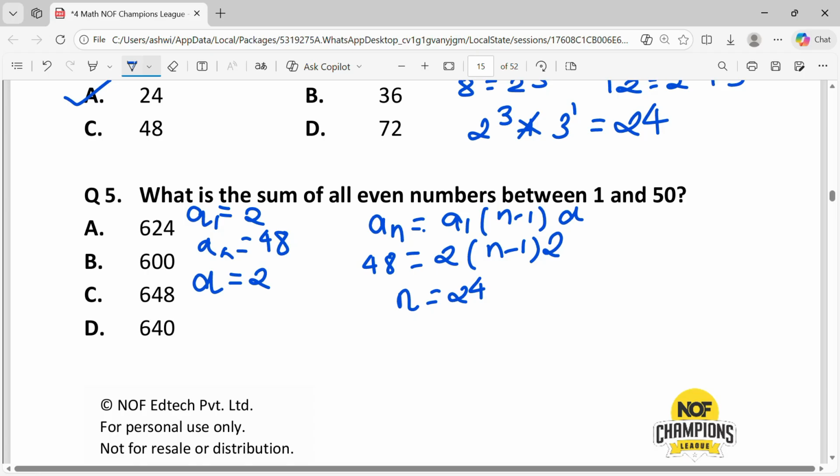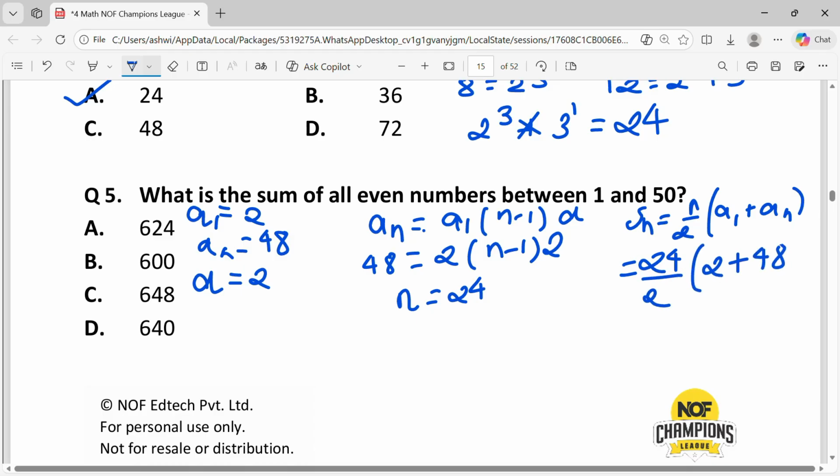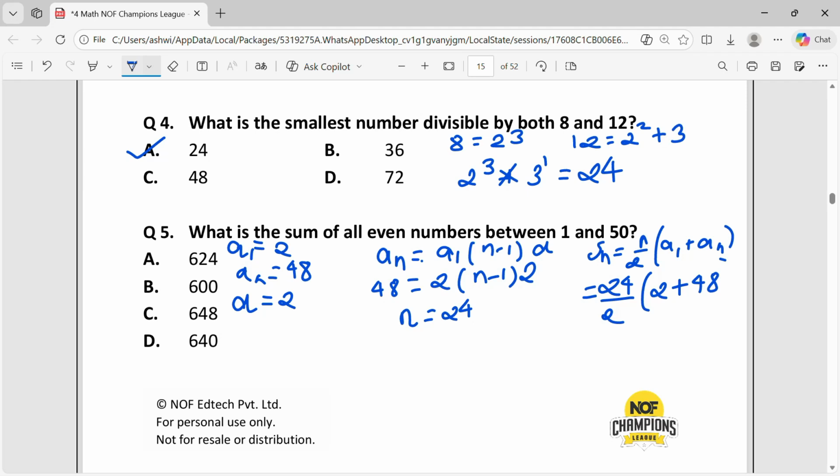The formula for the sum Sn of an arithmetic progression is Sn is equal to n by 2 into a1 plus an. Substituting the values, we have 24 upon 2 into 2 plus 48. That is equal to 600. That is option B.